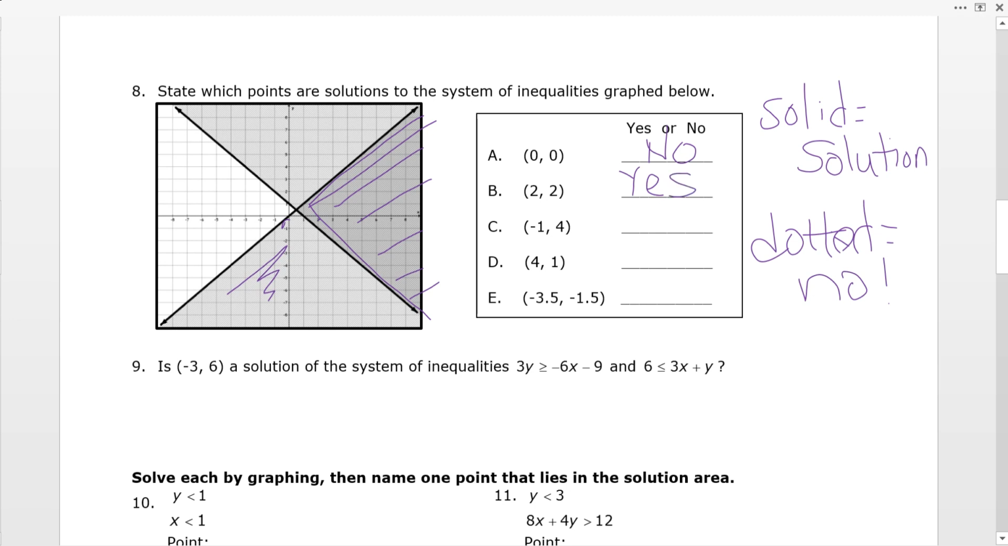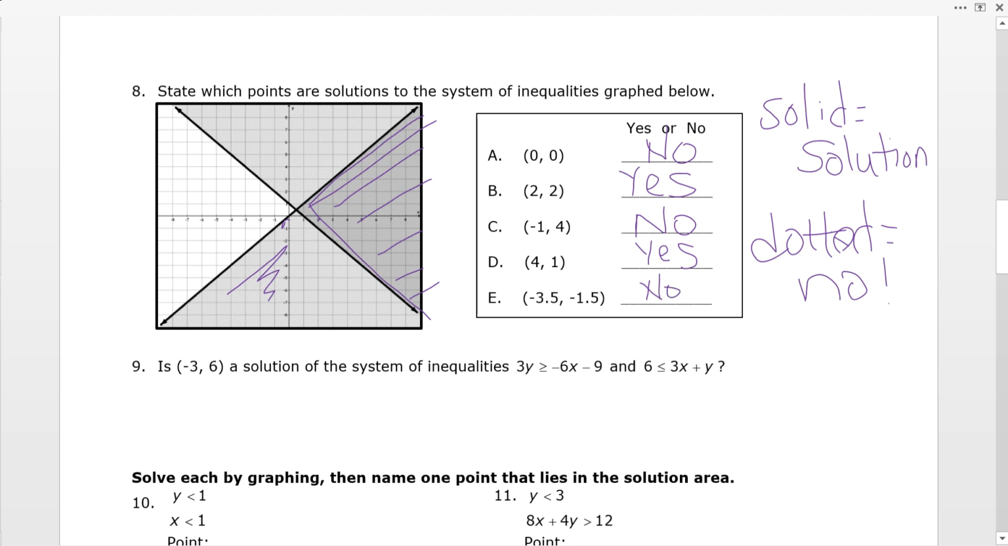-1, 4 is a no. It's not in both shaded areas, the double shaded area, the dark shaded area. D, 4, 1 is in that shaded area. And -3.5, -1.5 is not in any shaded area. So hopefully that makes sense.